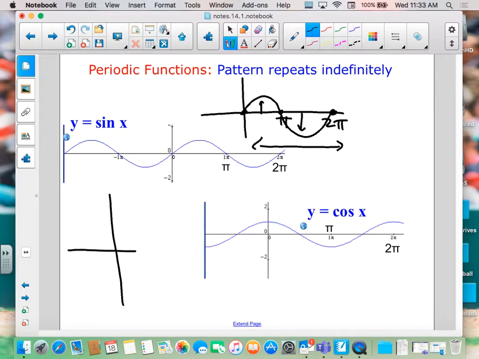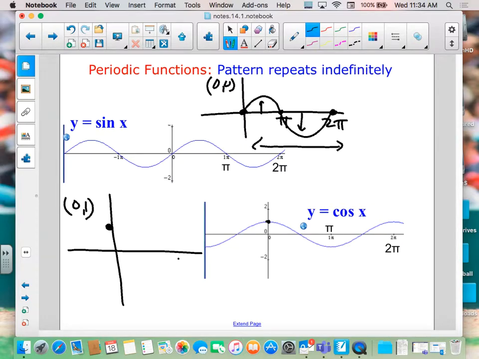Cosine is just a little bit different. And again, if you just deal with the positives, I think that'll help you. Cosine starts at 0, 1. So you'll see it right here. But then it has a lot of the properties of sine. So sine started at 0, 0. So cosine starts at 0, 1.